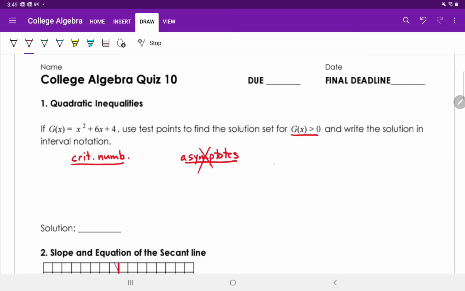So once you have your critical numbers, you're going to set up a number line, and you're going to divide your number line into intervals according to your critical numbers, and then you're going to pick a test point from each interval, plug it in, see if it works. If the test point from that interval works, then that interval will be part of your answer. We always write our solution in interval notation. So it might be things like this with unions in between. So make sure you're using interval notation for your answer.